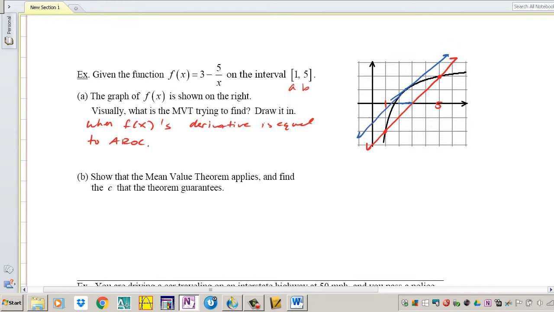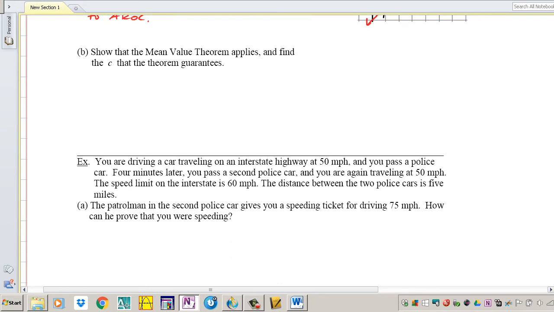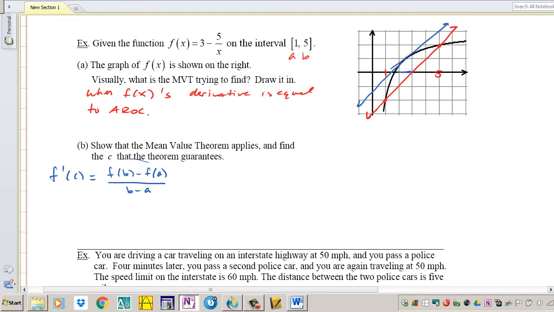I drew mine really wrong, but we're going to say that maybe C equals 2.5. We don't know. We're going to use calculus to find out. The mean value theorem says if f is continuous and differentiable on an interval, then there must be a C value such that the derivative is equal to the average. So we're going to use this little equation to guide us. Let's go ahead and find the average.